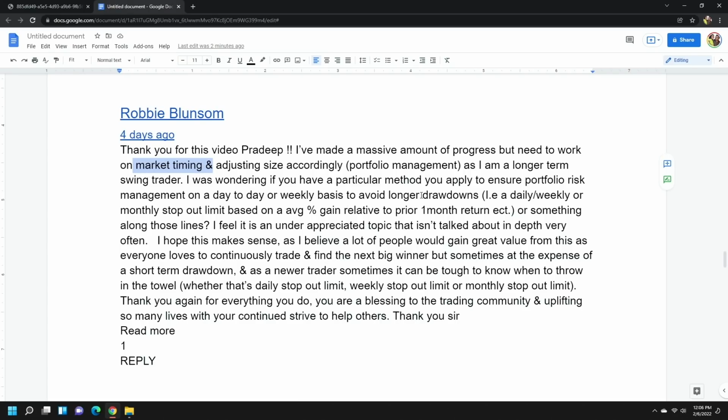I was wondering if you have a particular method you apply to ensure portfolio risk management on a day-to-day or weekly basis to avoid longer drawdowns. I am always conscious. Like in this market condition, I'm not taking trades overnight most of the days. Why? Because the risk is very high, right?